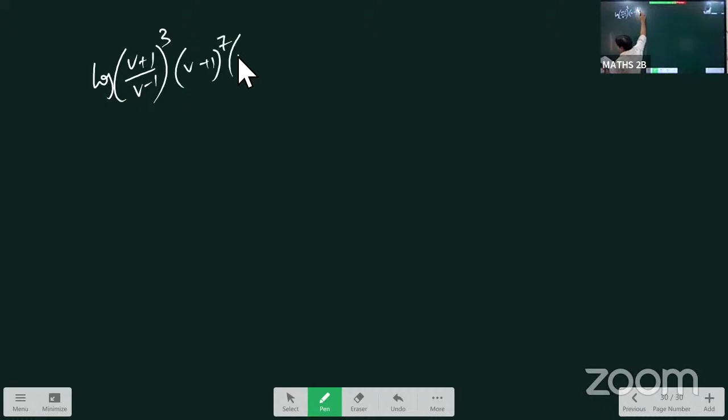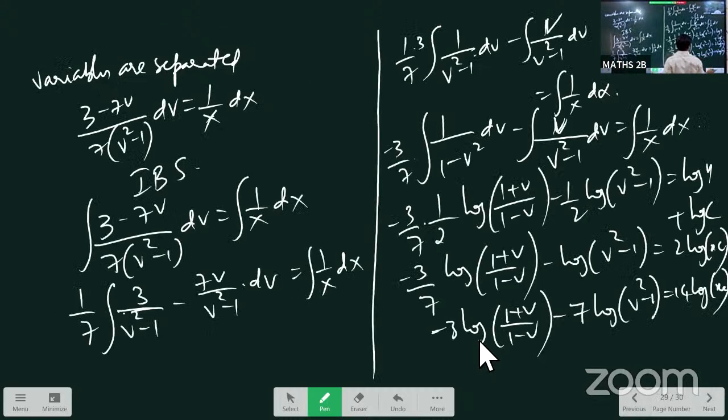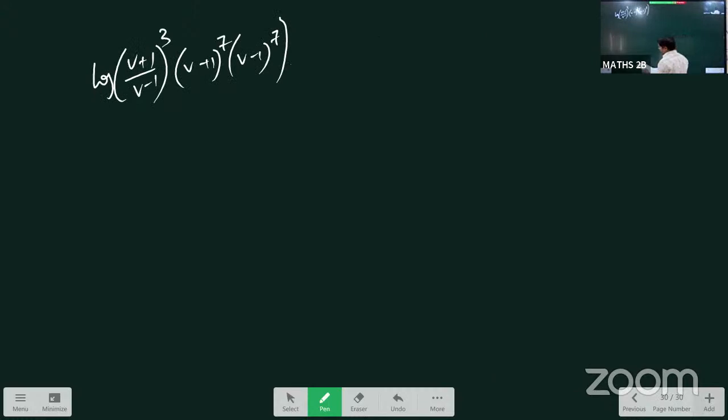Now log of (V plus 1) by (V minus 1) whole power minus 3, and this becomes (V plus 1) whole power 7 and (V minus 1) whole power 7. I kept everything under one log. Log M plus log N, log M minus N, right? Is equal to, bring that minus 14 to this side, log XC.